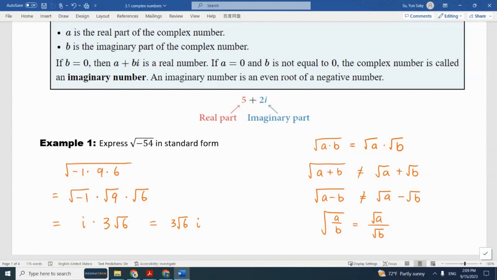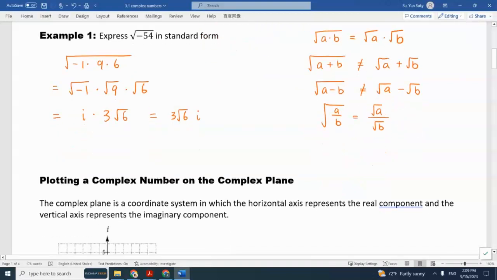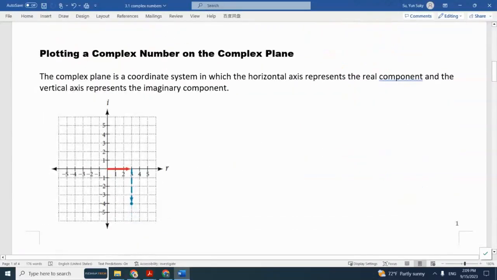So last time we finished at 2.1 to 2.3. So today is 3.1, complex numbers. Right, everybody? Okay, let's continue. Plotting complex numbers on the complex plane.